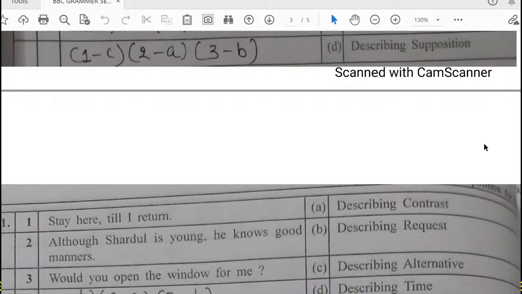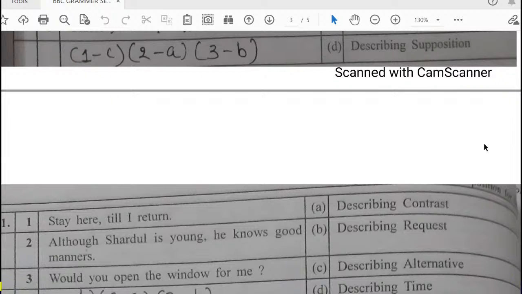So the first number will connect with describing time, D. Second, although Shardul is young, he knows good manners. As there is the connective though, although, even though, and even if, these kinds of connectives always suggest contrast. So the second sentence will be connected with option A, describing contrast.